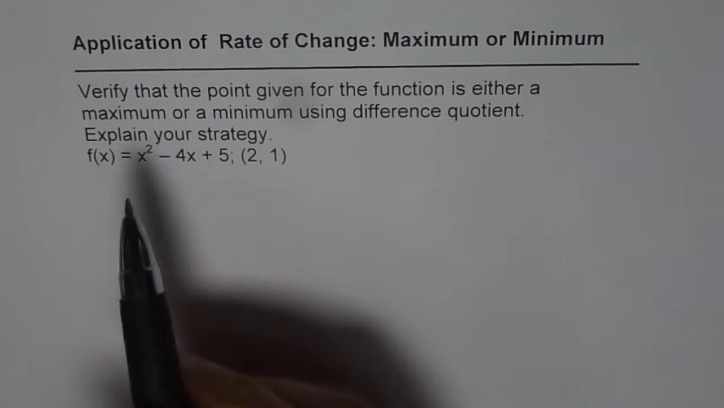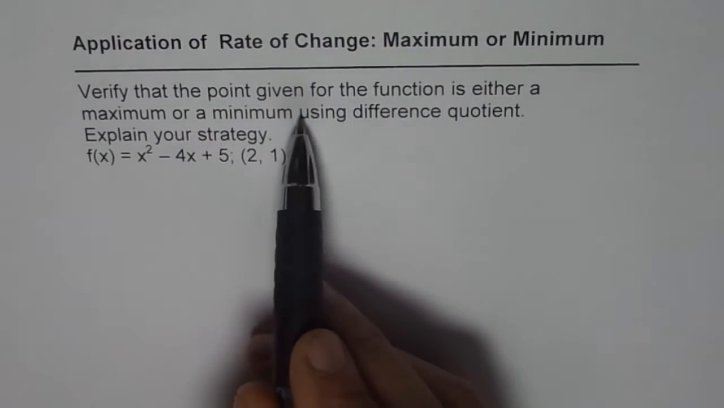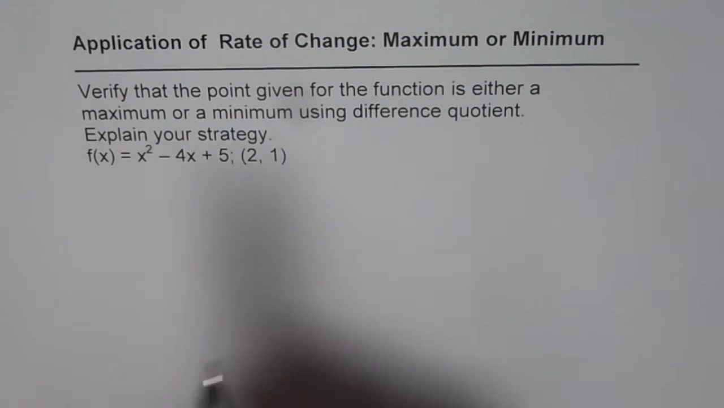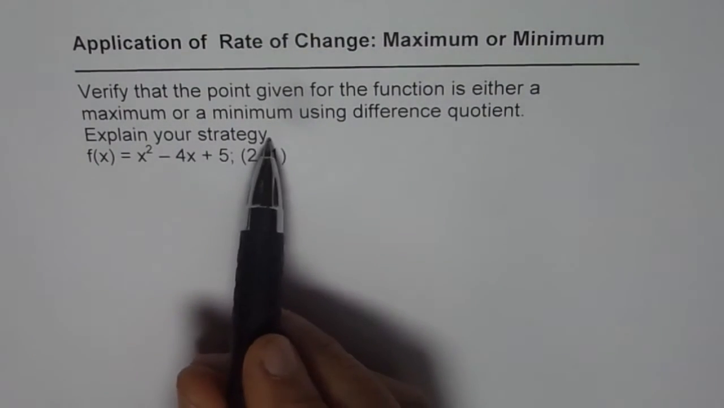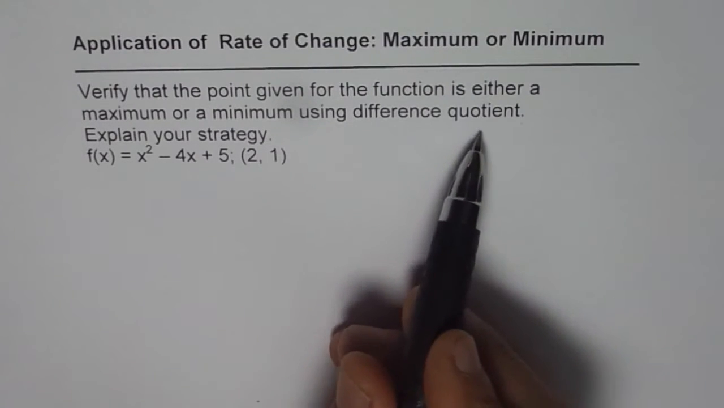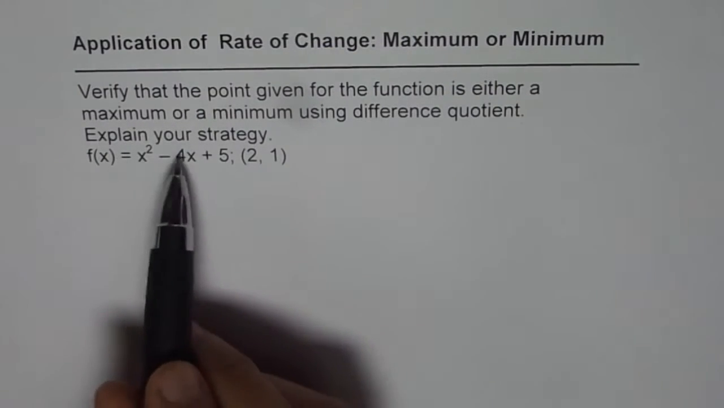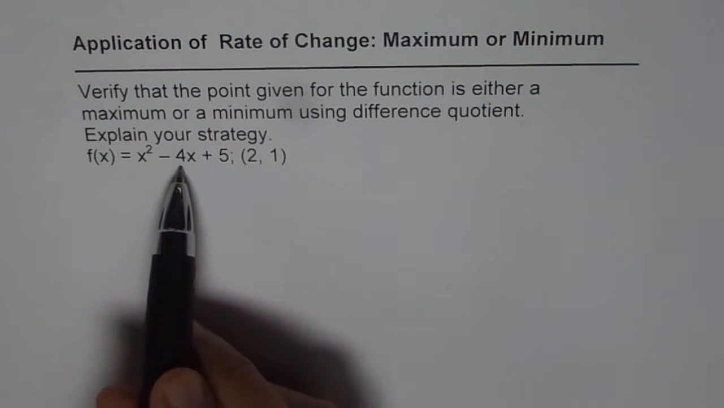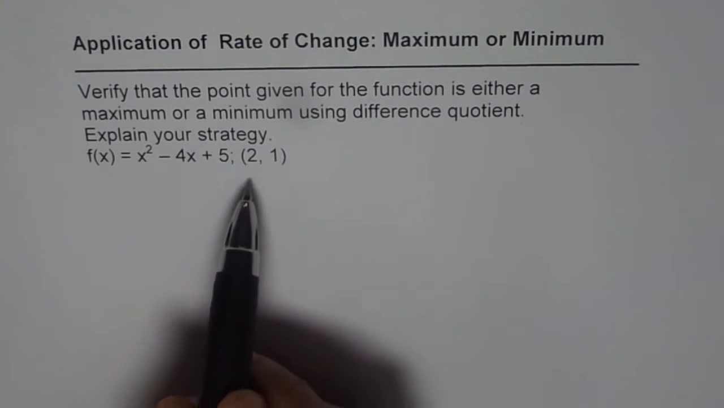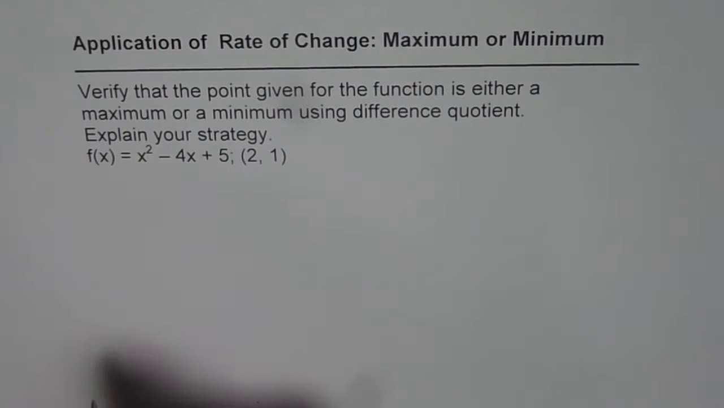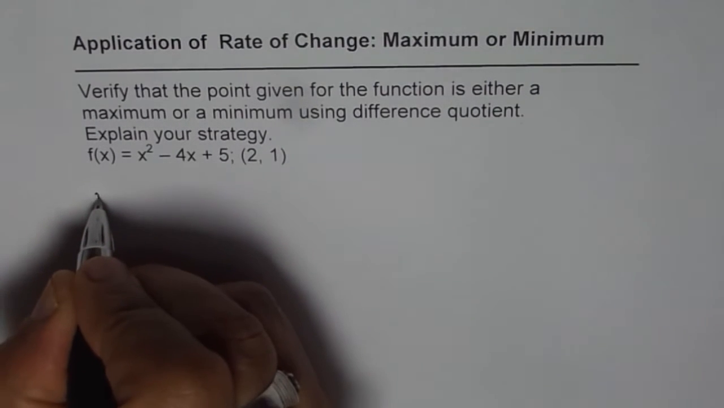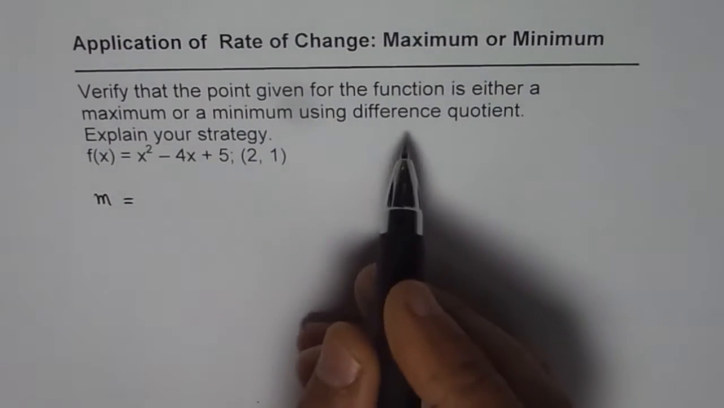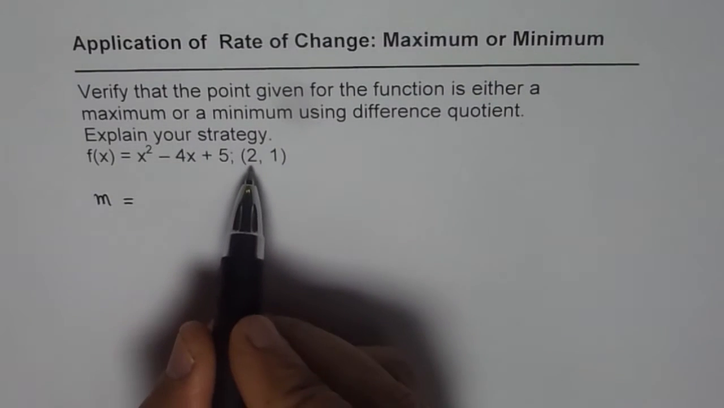Question is, verify that the point given for the function is either a maximum or a minimum using difference quotient method. Explain your strategy. The function is f of x equals x squared minus 4x plus 5, and the point is (2, 1). So let us find the slope of secant line using difference quotient at x equals 2.